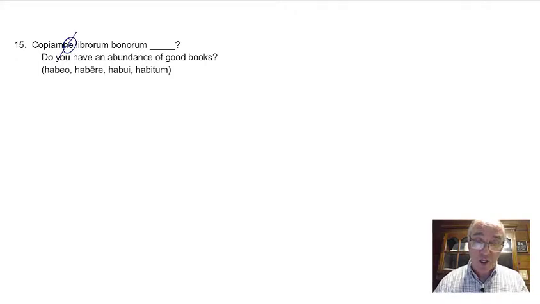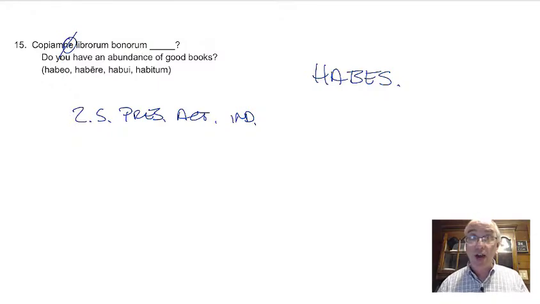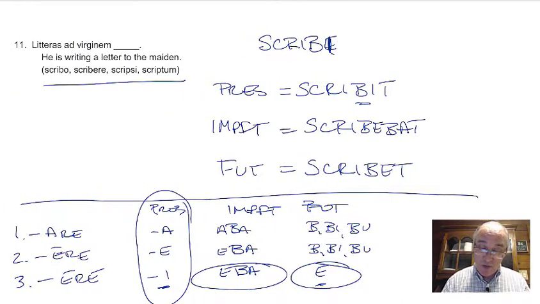15, copiamne. There we go. That's a question. Do you have, present tense, second person singular, present, active, indicative. Do you have? Habes. And because we're going to make it a question, habesne at the end. Do you have? Because, let's go back to our chart here, an ERE verb, the sign for the present tense is an E.